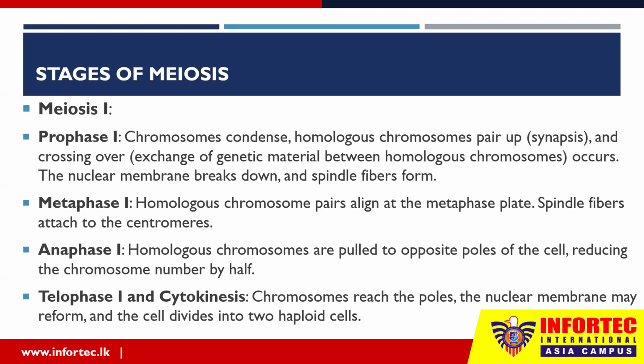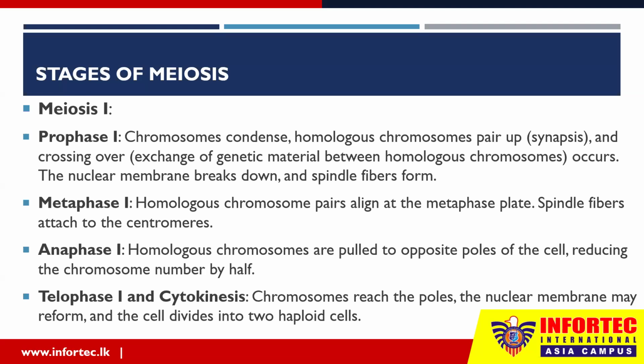When they are getting closer to each other, their 23 pairs are getting closer, and they exchange their genetic materials. That's why at the end of the process, it is not going to make identical daughter cells, because the genetic materials are mixing in the prophase. Then the nuclear membrane is breaking down and the centrioles are going to the poles and making spindle fibers.